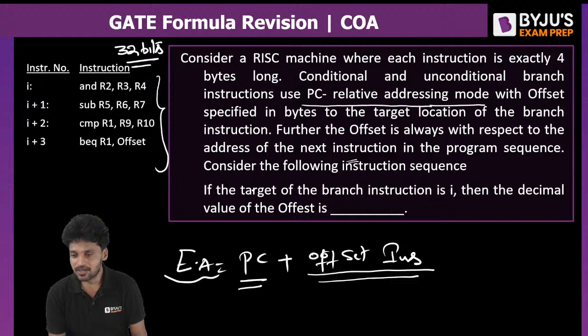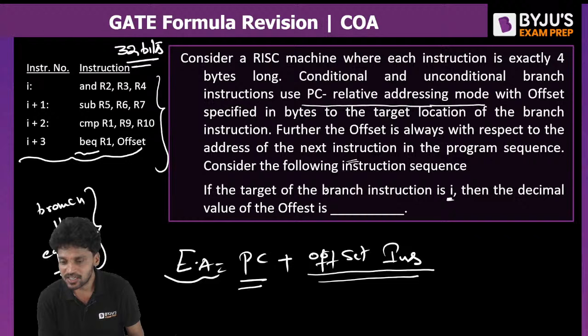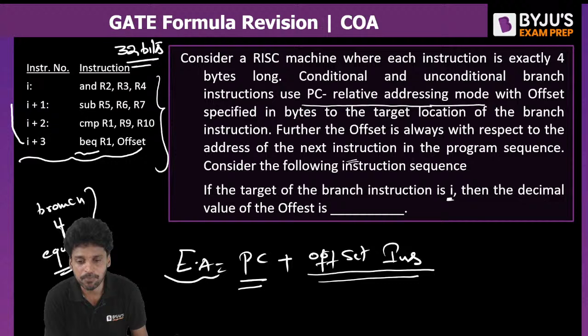Now, when you look at the question, if the target of the branch instruction is I, you can see this is the branch instruction, BEQ, meaning branch if equal. So the fourth instruction is the branch instruction. For this branch instruction, the target instruction is I. So when the fourth instruction is executed, a branch will be taken to I. If so, what will be the offset?